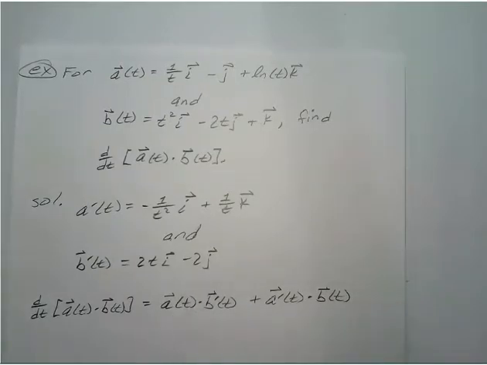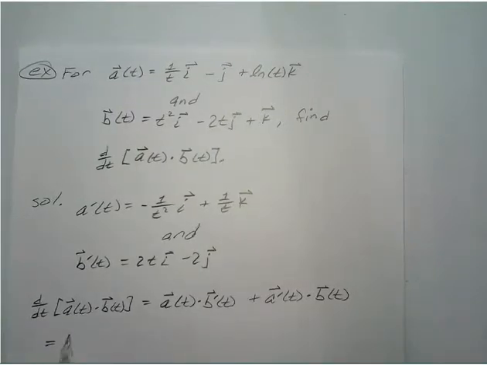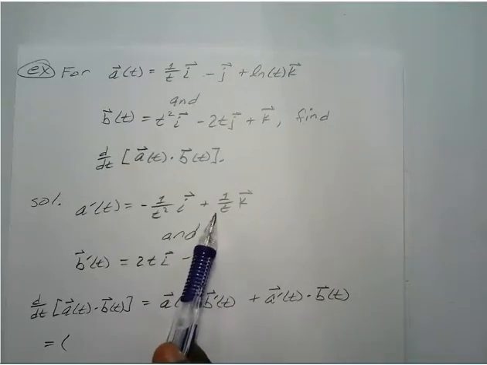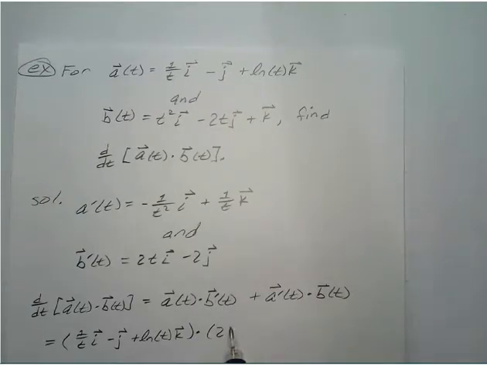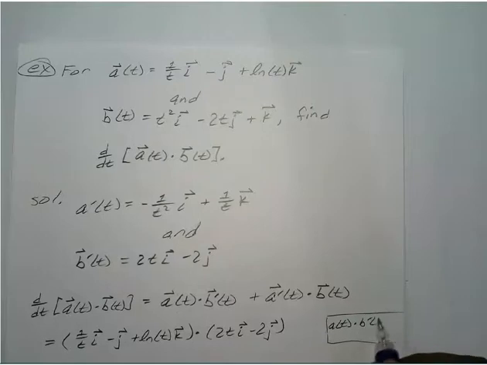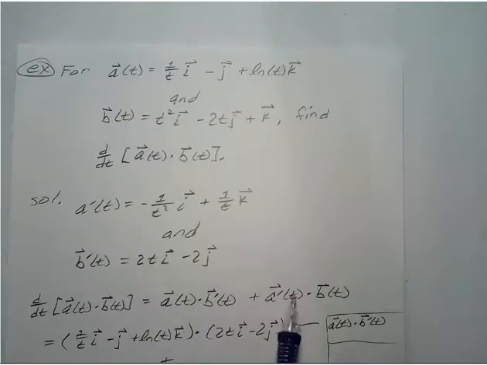Okay, so if we go ahead and get the dot product of those two, instead of converting those to vector form, I'm just going to leave them as linear combinations just to show how to do this one. So you have a, which is 1 over t times your i vector minus your j vector plus natural log of t times your k vector, and the dot product of b prime of t, which is 2t times your i vector minus 2 times your j vector. Okay, so this is your a of t, b prime of t, plus you have a prime of t, b of t.